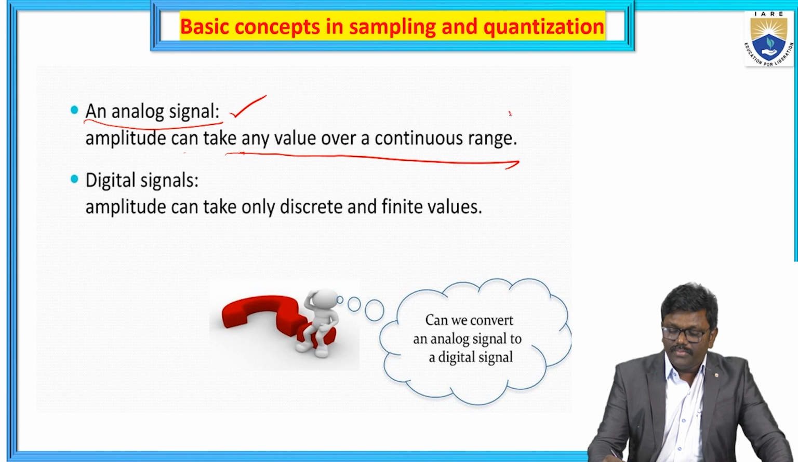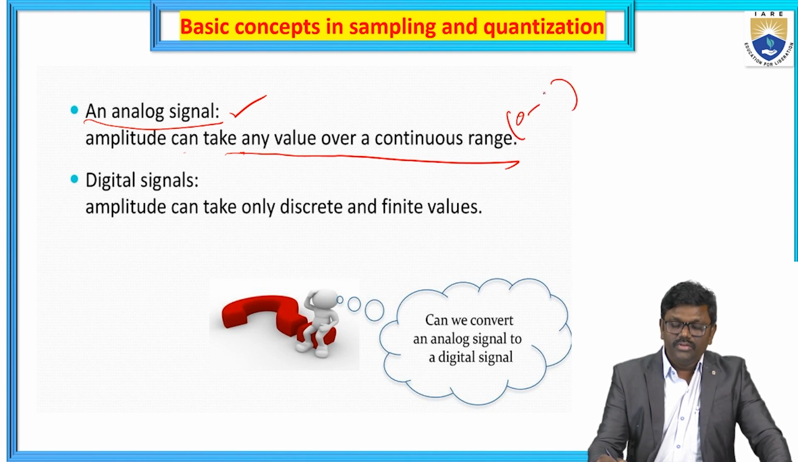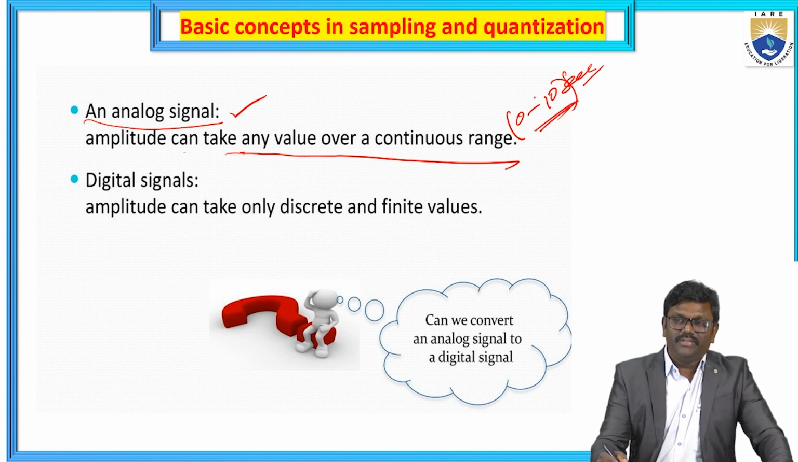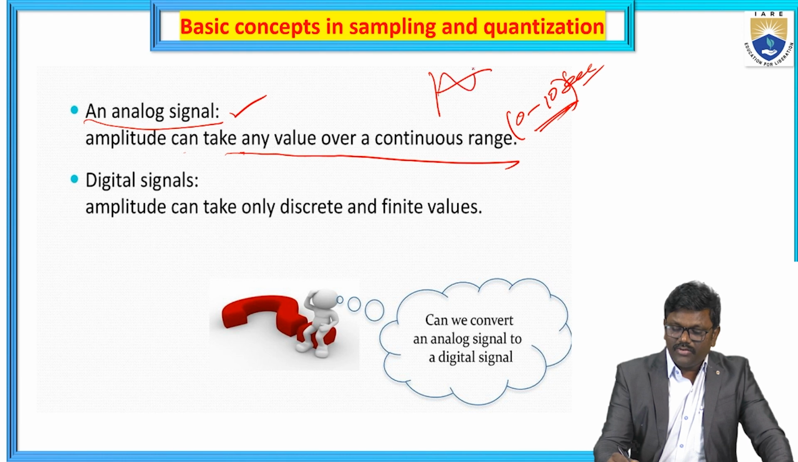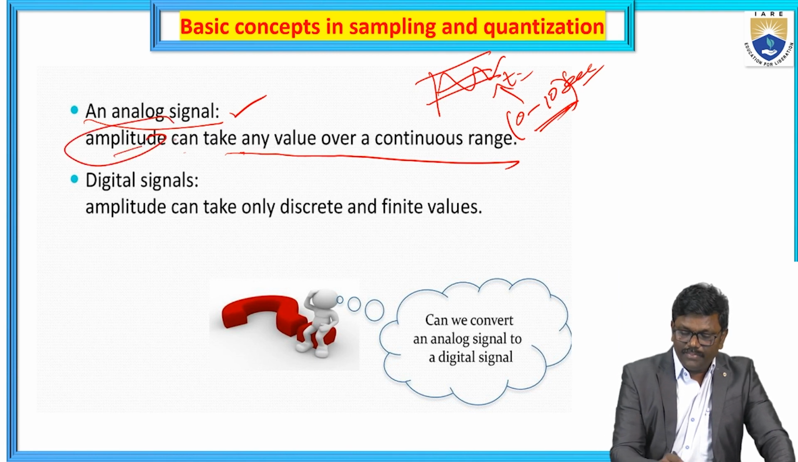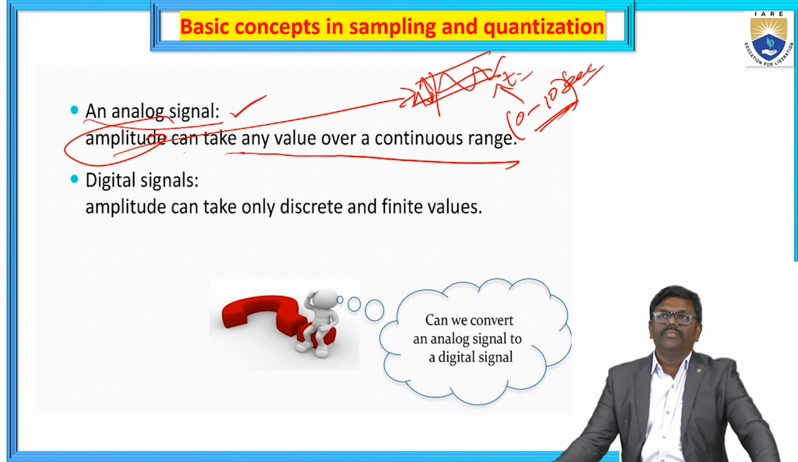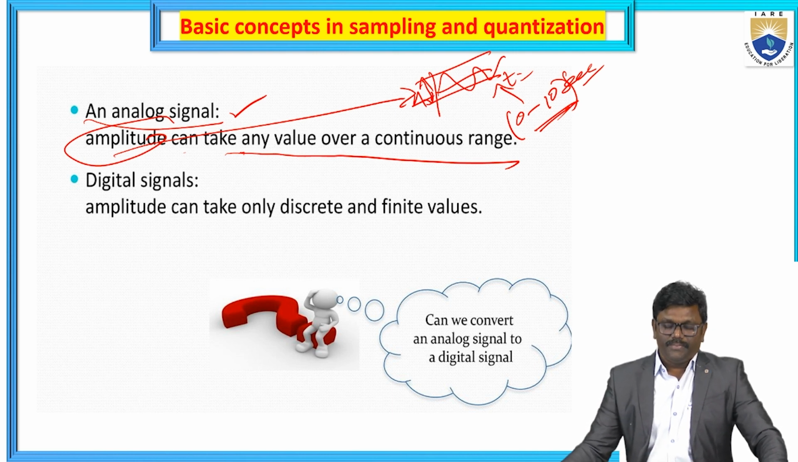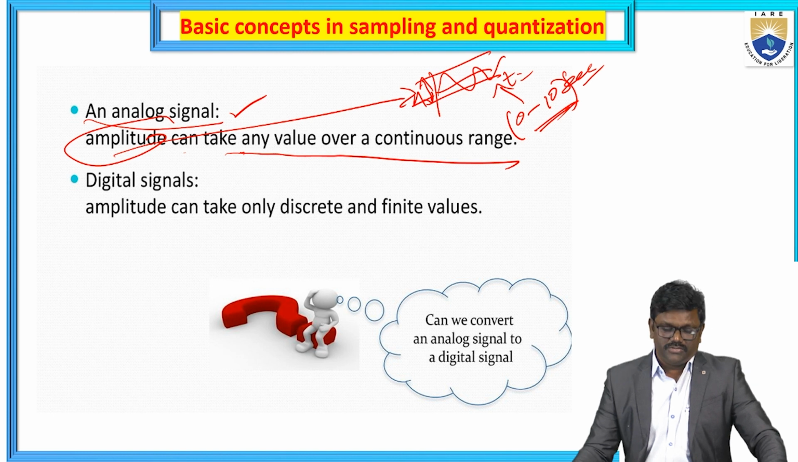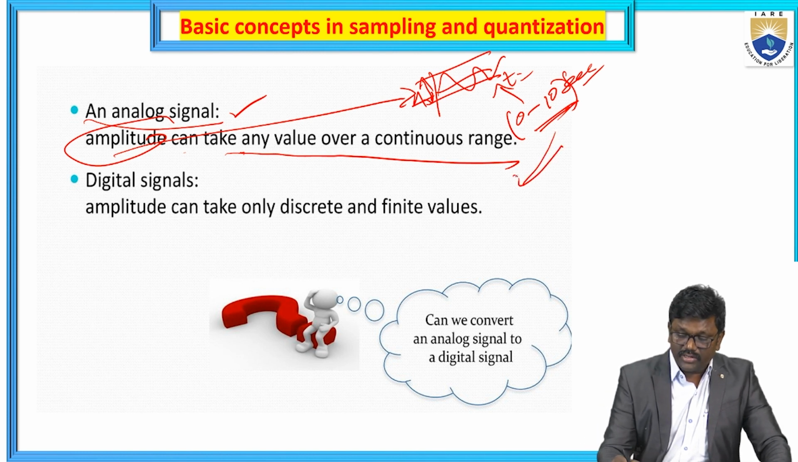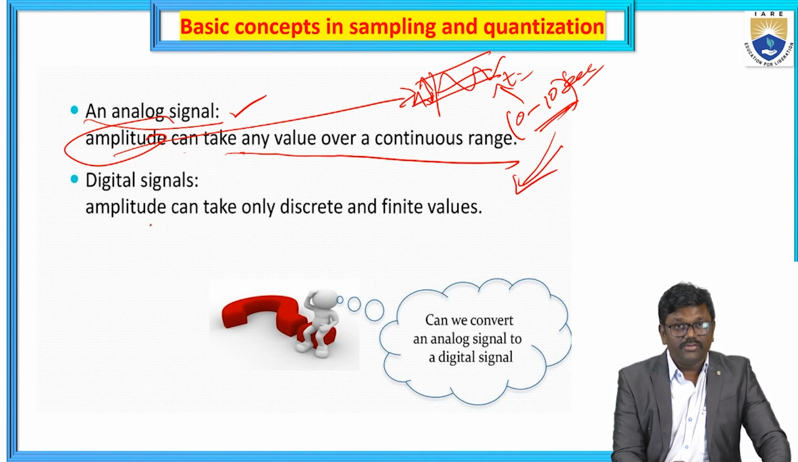The range may be defined from 0 to 10. Depending on this range, your signal changes continuously. This is the range of the t value, and the amplitude value is fixed, that is, the peak to peak amplitude value is fixed. Depending on that range it changes continuously, and that signal is then converted into a digital signal.